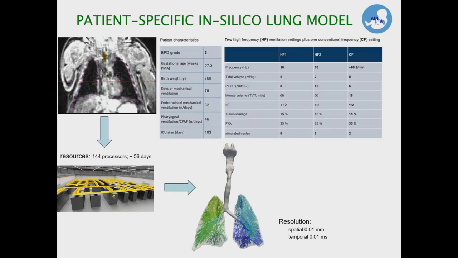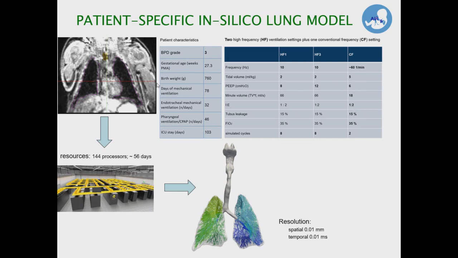We did that in order to compare oxygen delivery and volume deliveries in three different settings. That's the high-frequency setting number 1 with a mean airway pressure of 8, and a high-frequency setting number 3 with a mean airway pressure of 12, all with 10 hertz and an oxygen concentration in the inspired air of 30%, and conventional ventilation with a tidal volume of 5 per kilogram, and the same settings here.